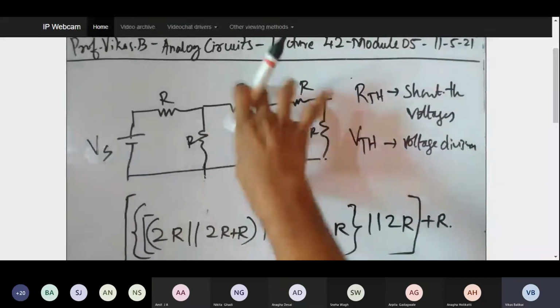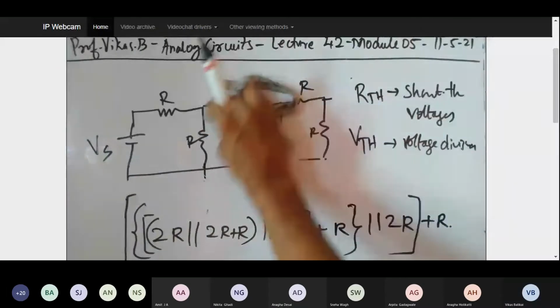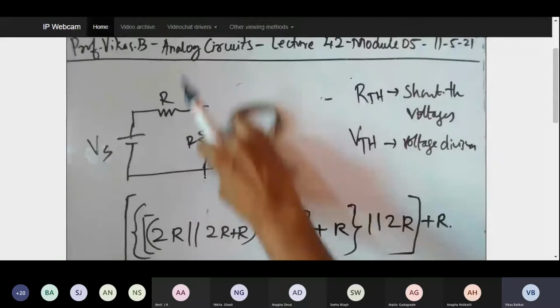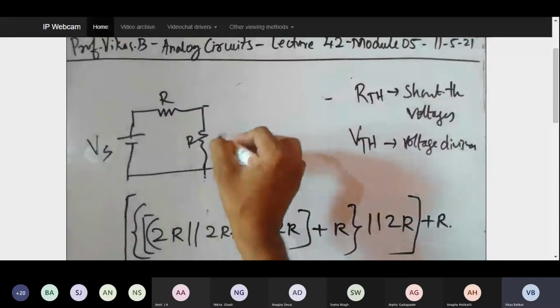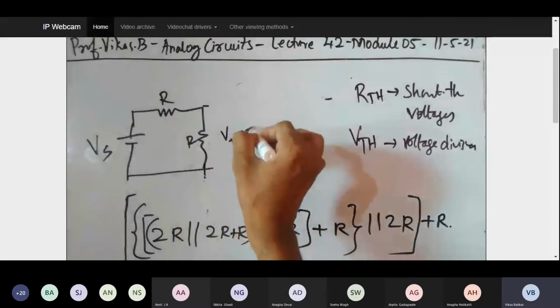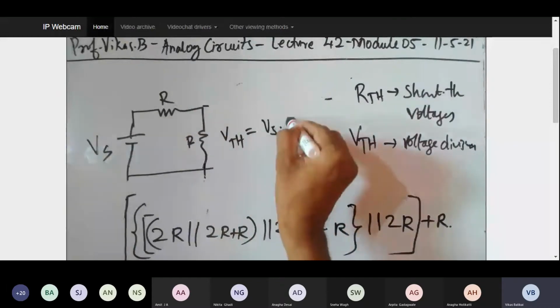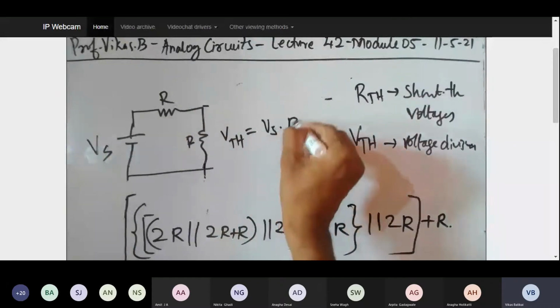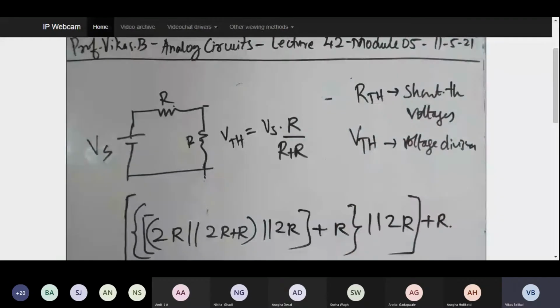So here, if I just want to calculate the Thevenin equivalent voltage and resistance, I'll start with the first one. The Thevenin equivalent voltage will be the voltage across this R. So what will be the voltage across this R? That will be VTH, from the voltage division that is happening across this R. So VTH will be equal to Vs multiplied by R divided by R plus R. This is how I'm going to write the Thevenin equivalent voltage, by applying the voltage division rule for calculating my VTH.